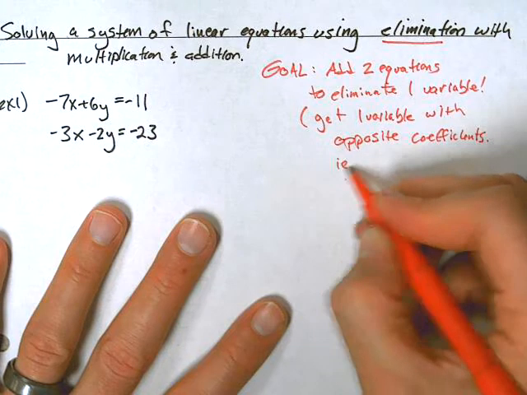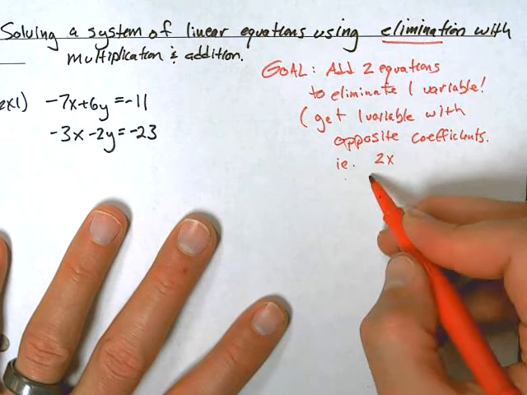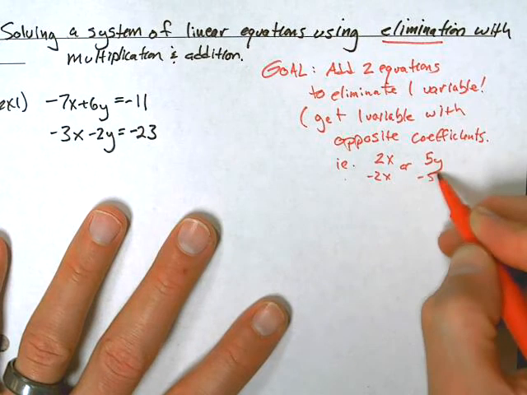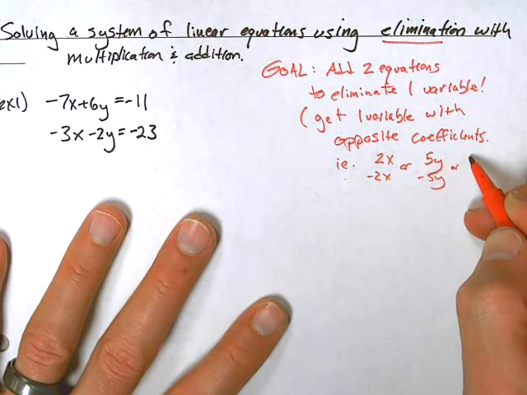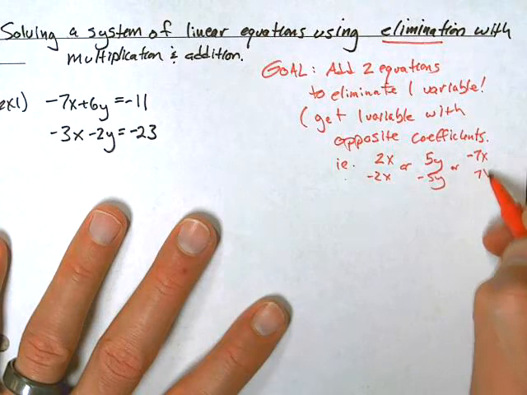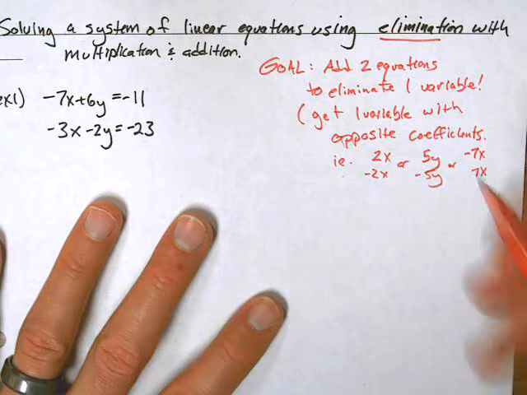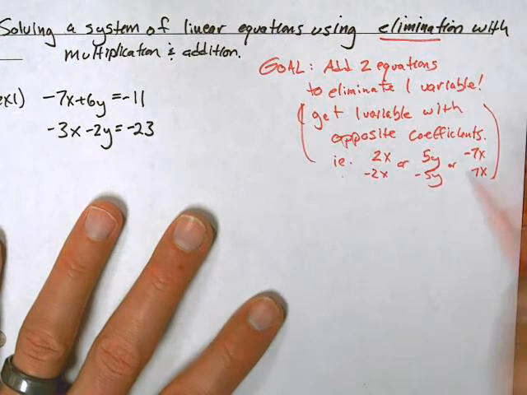Like, for example, I want to get like 2x and negative 2x, or like 5y and negative 5y, or like, I don't know, negative 7x and positive 7x. You get the idea. I want to be able to add them up so they make 0 x's or 0 y's, whatever that is. So that's the goal.